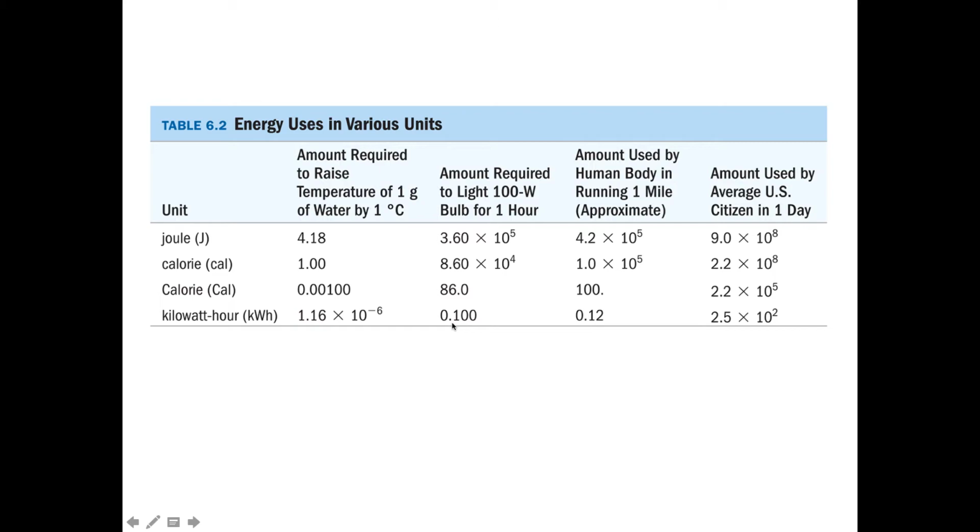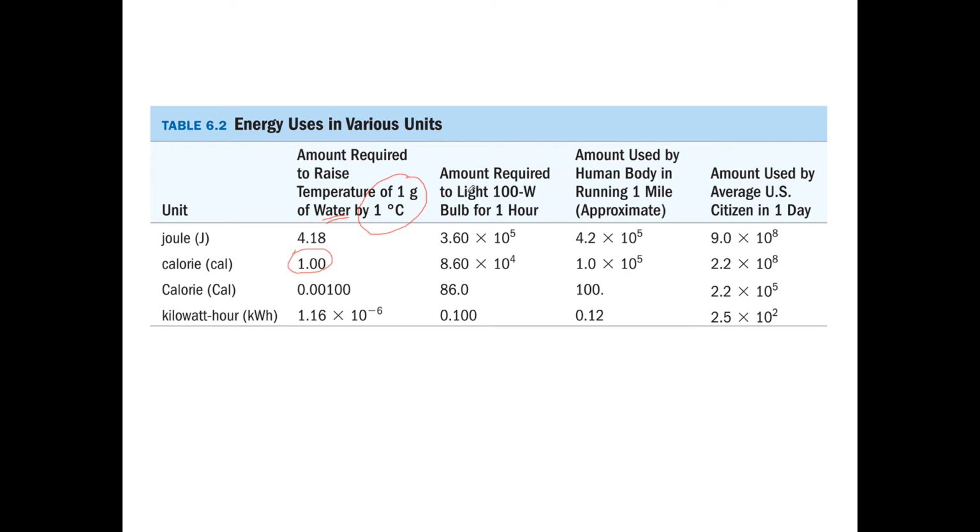Okay. One last table, this is real interesting, on page 225. Look at this. The amount required to raise the temperature of 1 gram of water by 1 degree centigrade is 1 calorie. Right? You see that? 1 gram of water, 1 degree centigrade is 1 calorie. It's the definition of a calorie. And then we can just convert those out.